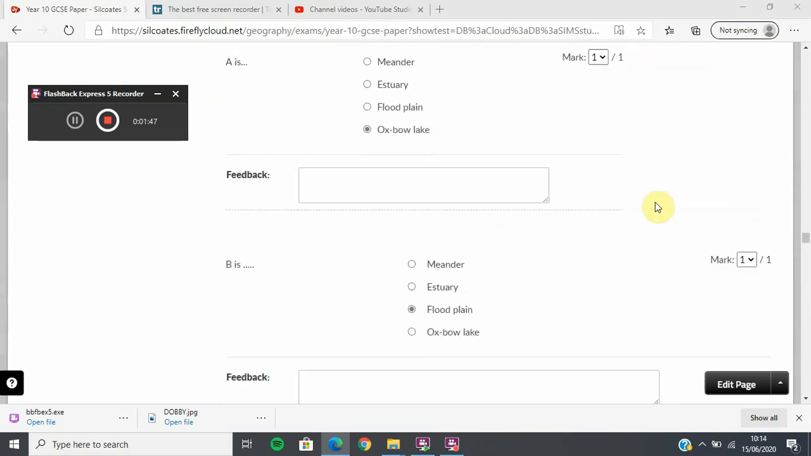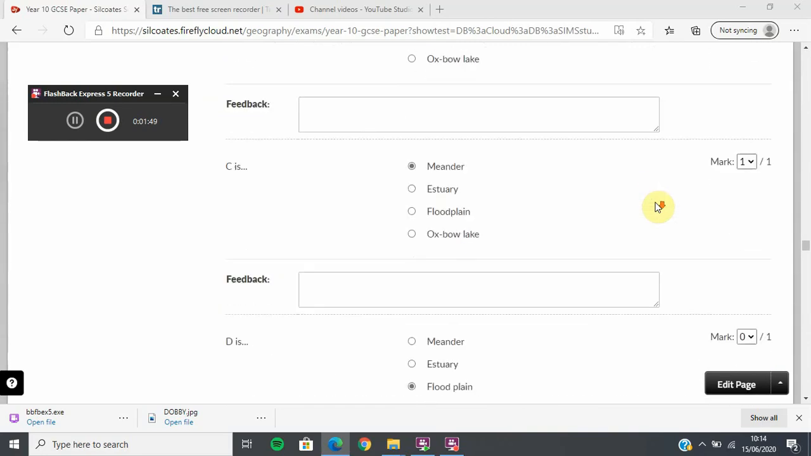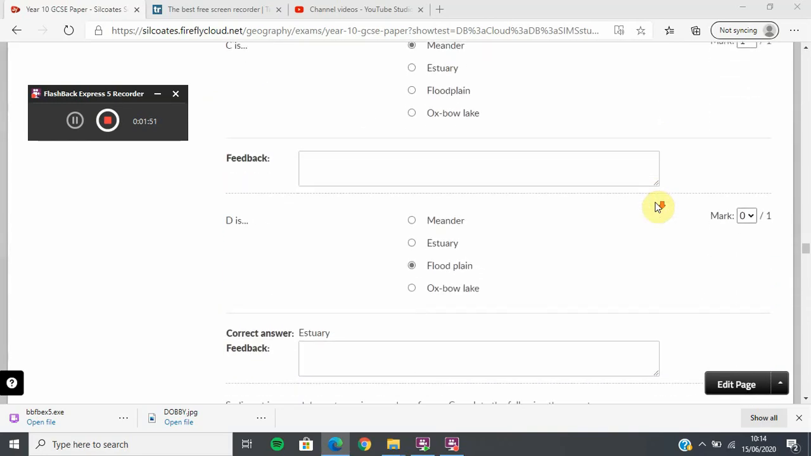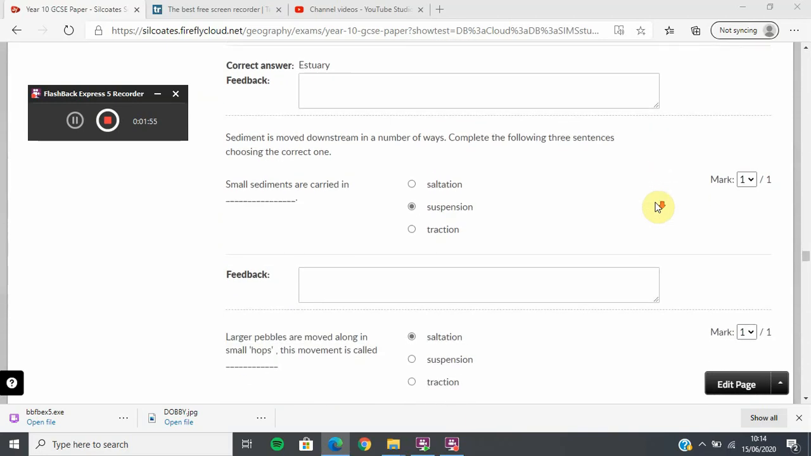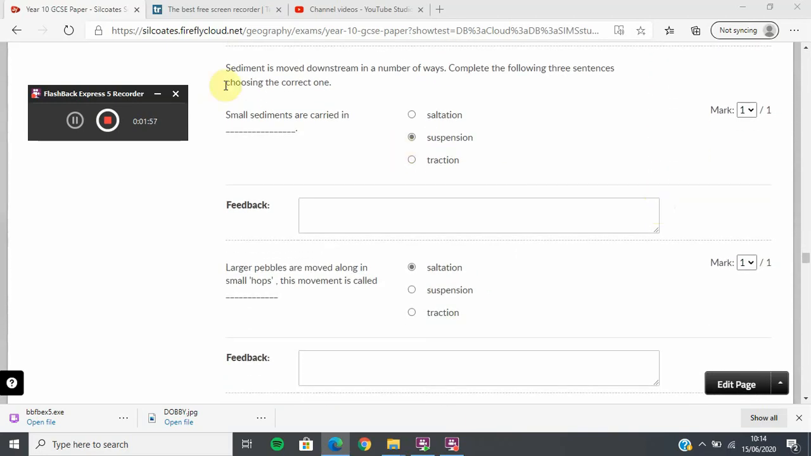So they're the answers down here. So they were all those questions, A, B, C, and D for the estuary. Okay, and on to the next set of questions. So this one then, sediment is moved downstream in a number of ways. Complete the following 3 sentences choosing the correct one. So we're looking for the correct way that sediment moves downstream.